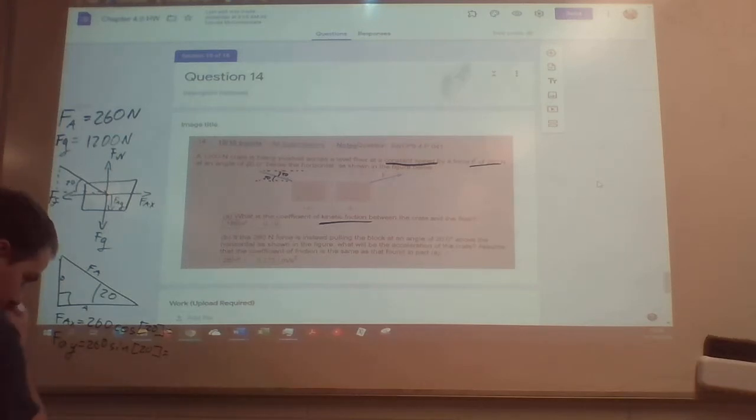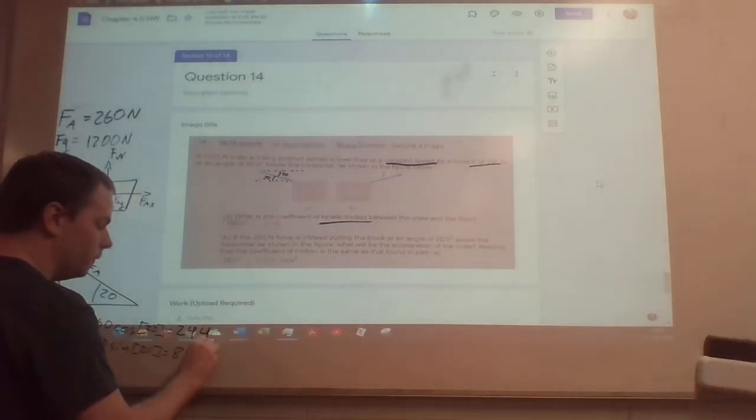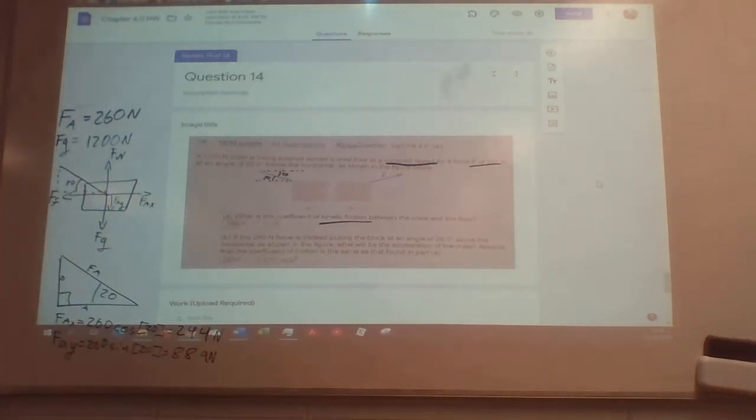So 260 times the sine of 20 would give us 88.9. Jumped the gun on my rounding. And then cosine would give us 244. And those are both going to be newtons. So once again, I need to switch to white because I'm running out of room. So I will switch to a white background and be back momentarily.